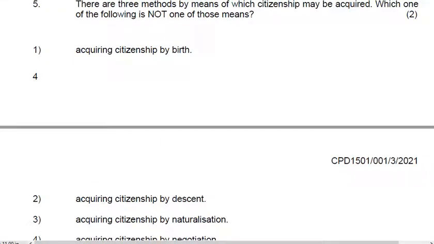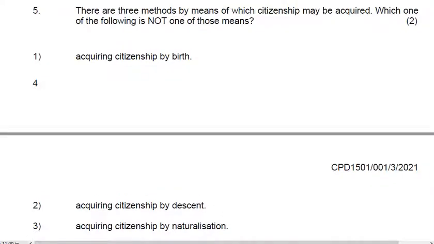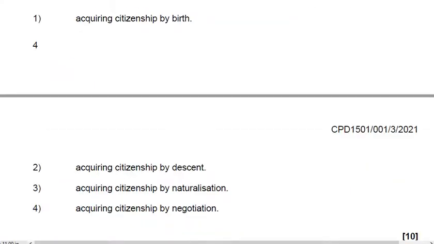Fifth question. It says here, there are 3 methods by means of which citizenship may be acquired. Which one of the following is not one of those means? Here you need to look at the keyword not. Do not be confused. So our options here are, the first one is acquiring citizenship by birth, acquiring citizenship by descent, acquiring citizenship by naturalization. And the fourth one is acquiring citizenship by negotiation.